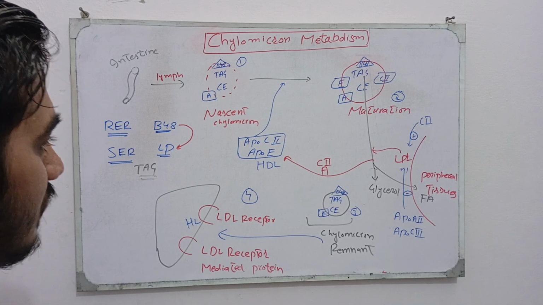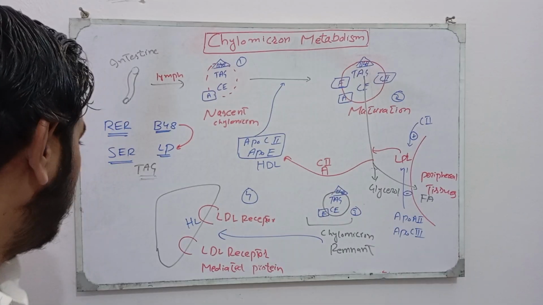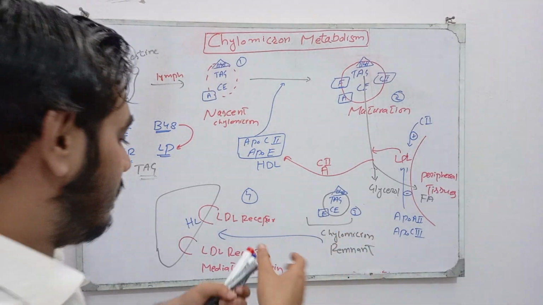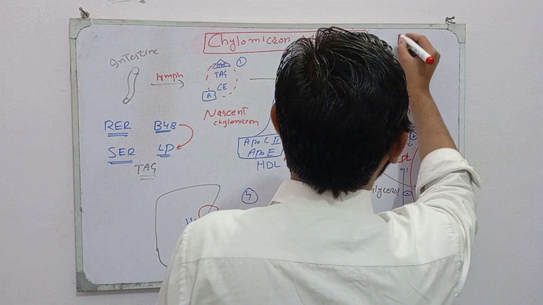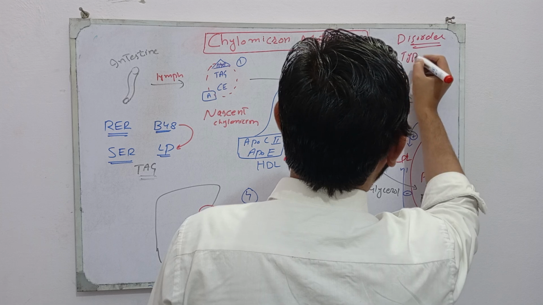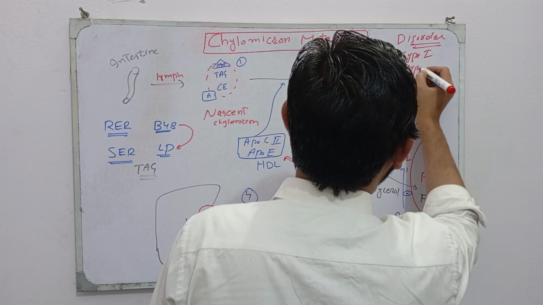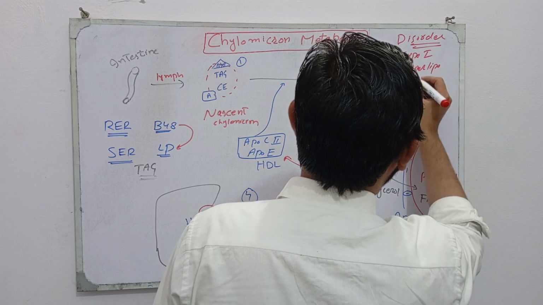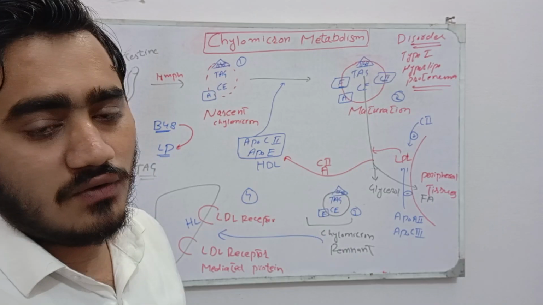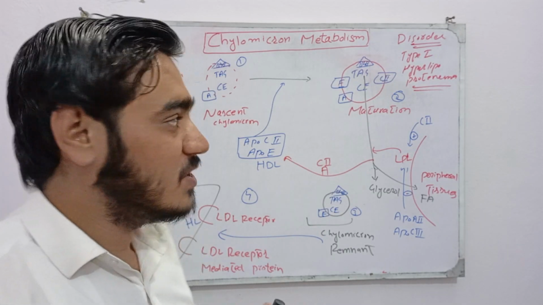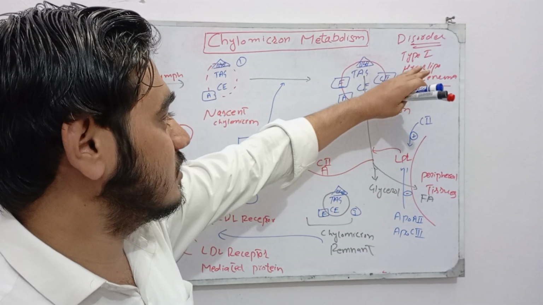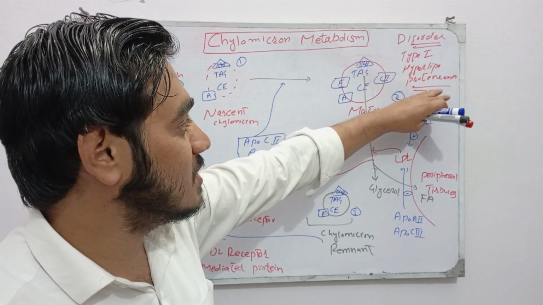Now coming to the very important disorder, its name is type 1 hyperlipoproteinemia. It is due to the deficiency of lipoprotein lipase enzyme. It causes an increased level of triglycerol in the blood. This is the disorder type 1 hyperlipoproteinemia.